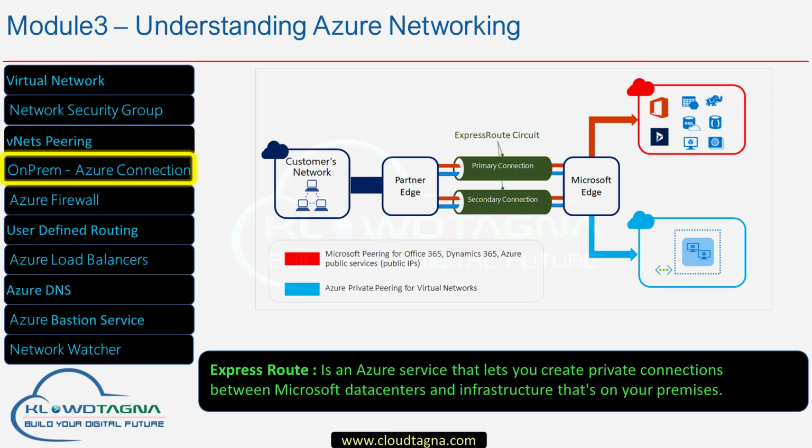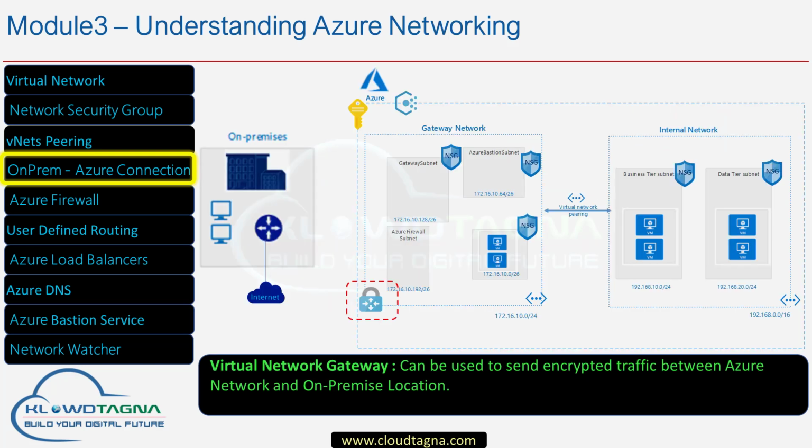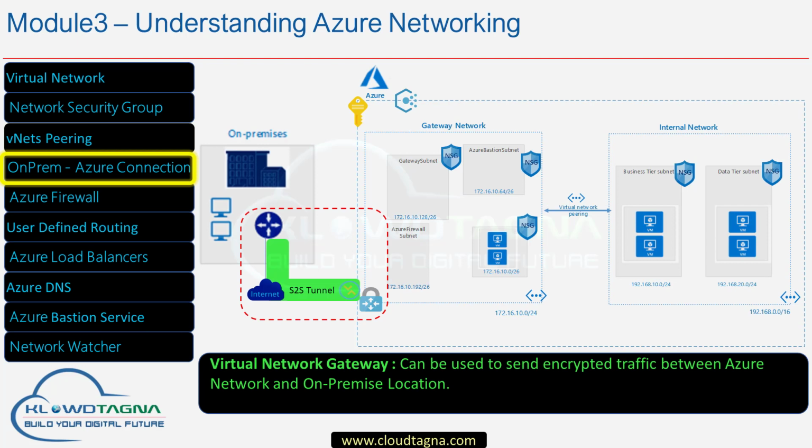Let's explore more on the site-to-site connection. In order to establish the site-to-site connection, you need a VPN gateway. So the first step is to have the VPN gateway created on the Azure Virtual Network. Once the VPN gateway is provisioned, you can establish a secure tunnel between your on-premise VPN gateway and Azure VPN gateway. So now you have the connectivity established between your on-premise and the Azure tenant.